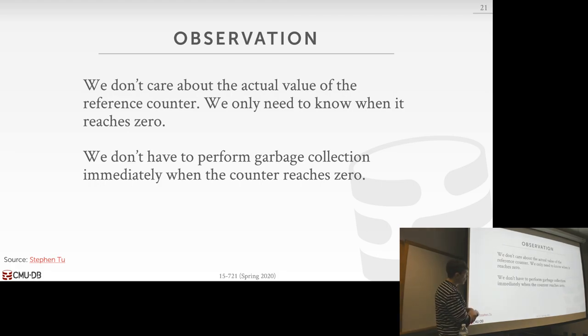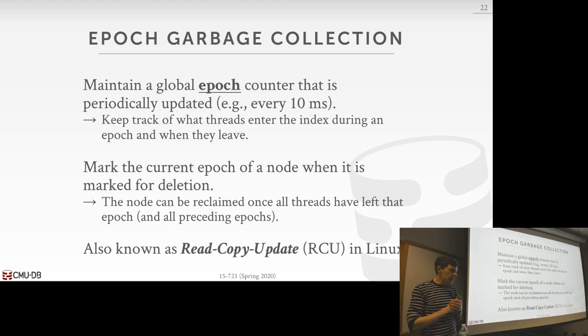So maybe now, instead of storing this fine-grained counter per node in our data structure, we could just keep track of a higher-level, more coarse-grained counter, and just know that when nothing can be visible to anybody within some time range, just like in MVCC, then it's safe for us to go ahead and remove things. So this is what epoch-based garbage collection is, and we briefly mentioned this last class. I said I was going to spend more time on it today. But again, the high-level idea of what we did in MVCC for epoch-based garbage collection is the same one here.